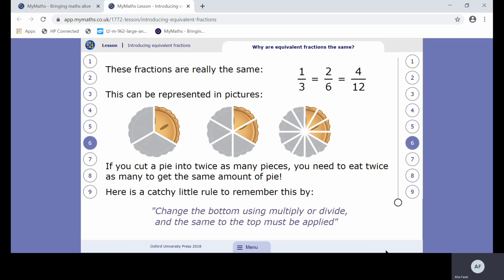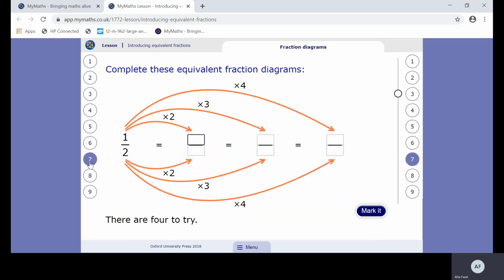Whatever you do to the top, you need to do to the bottom. Okay? You've just got to remember that. Whatever you do to the bottom, you do to the top. Whatever you do to the top, you do to the bottom. This might get a little confusing, so just follow the arrows.